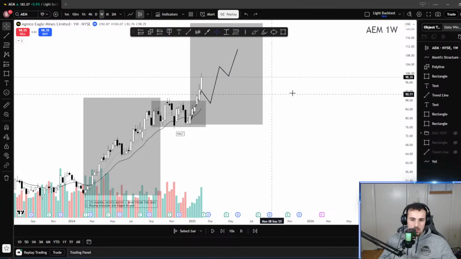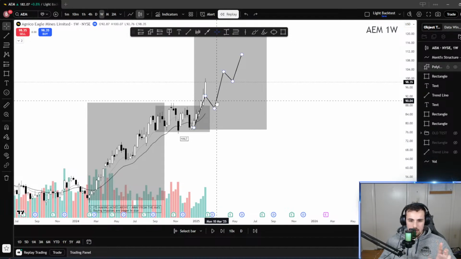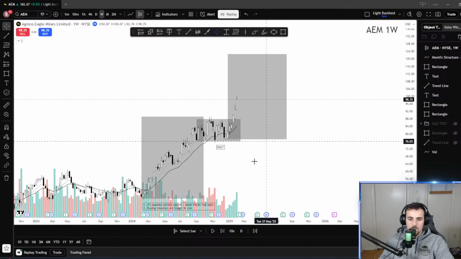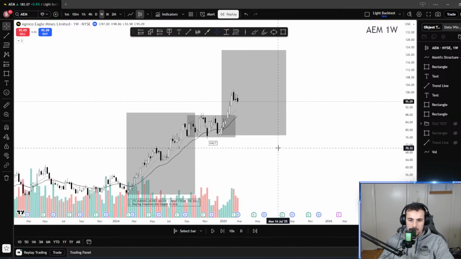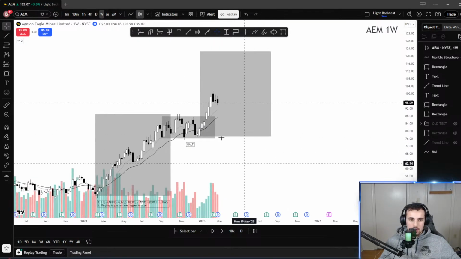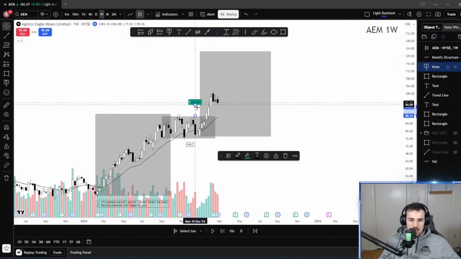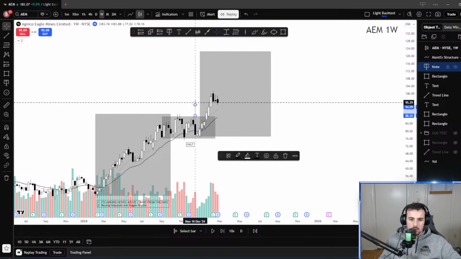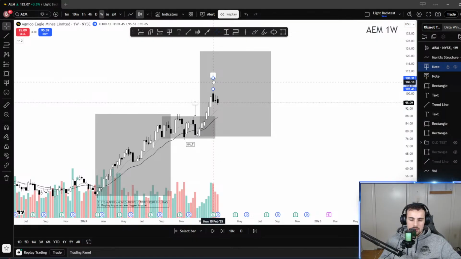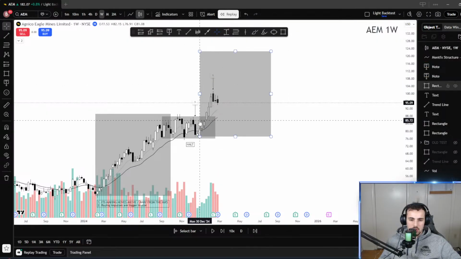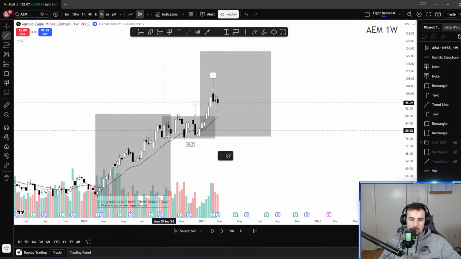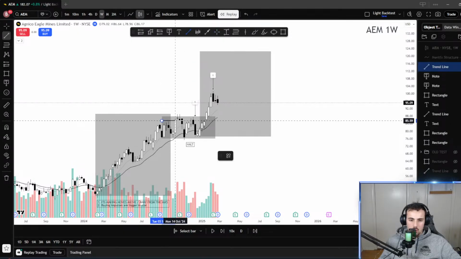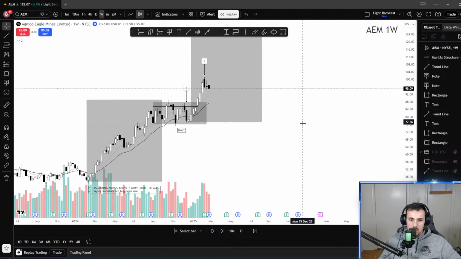Okay, so let's see what happens. I'm going to get rid of this on the chart. Let's wait for selling to come in. Okay, boom, selling has come in. Now I'm going to label this. So I'm going to label this as the first break of structure. And this would be the first break of structure out of this sideways price action, which we could call an accumulation.